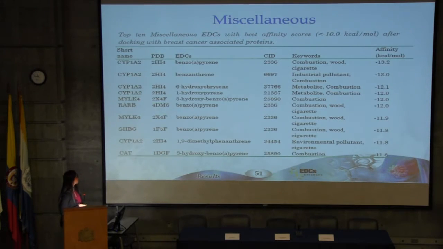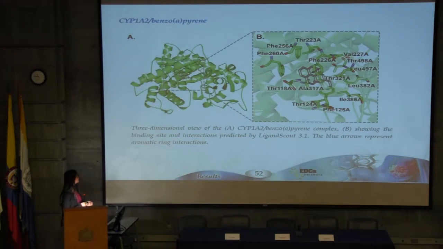In the miscellaneous compounds, we found that those related with combustions were the ones that presented the higher affinity scores. This is interesting because many of these polyaromatic compounds have been related to carcinogenesis through a DNA damage mechanism. So they could probably be interacting as well in a different manner through protein ligand interactions. This is an interesting case with the protein CYP1A2 and benzo-A-pyrene, which is a non-carcinogenic compound.